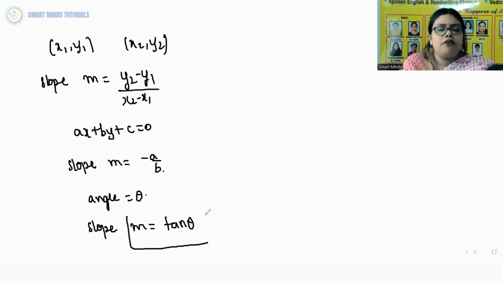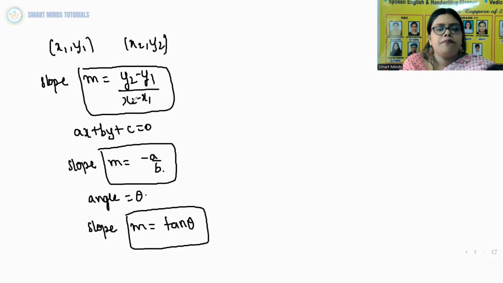So these are the three formulae with different conditions. When points are given, we use the first formula. When the line is given, we use the second formula. When the angle is given, we use the third formula. Now, after completing slope, let us see how to find the equation of a line.